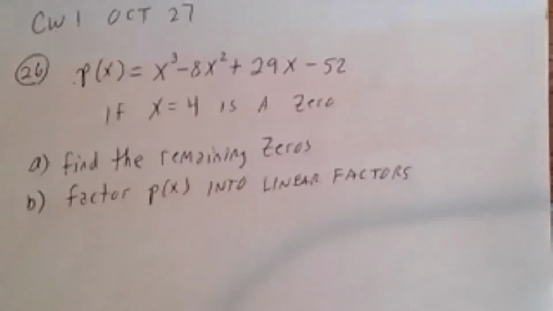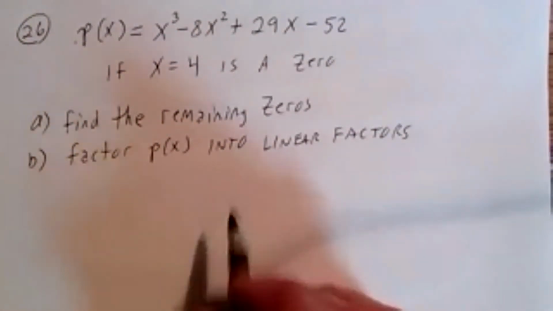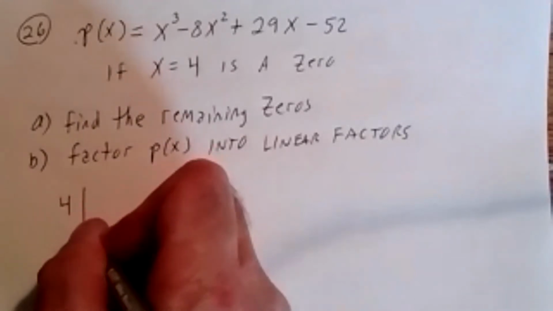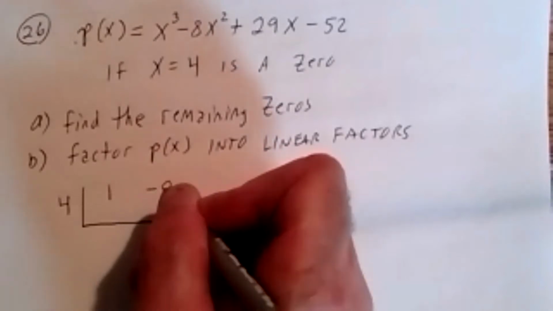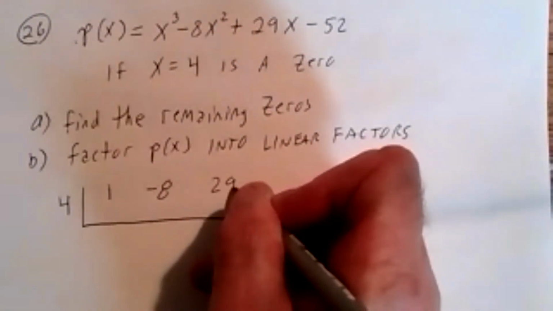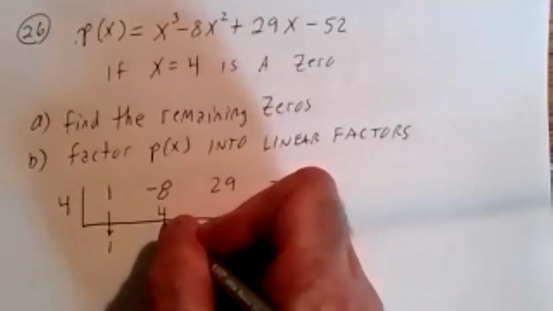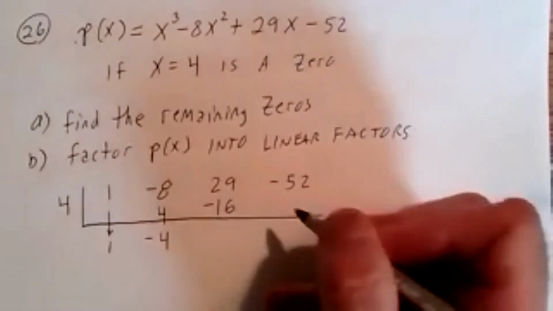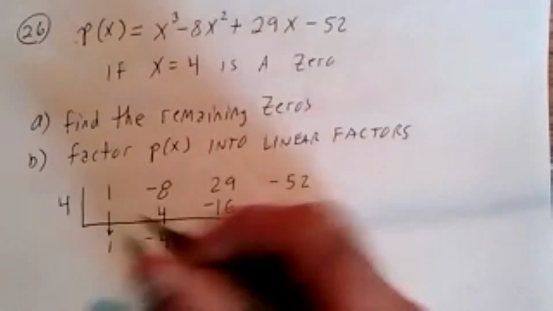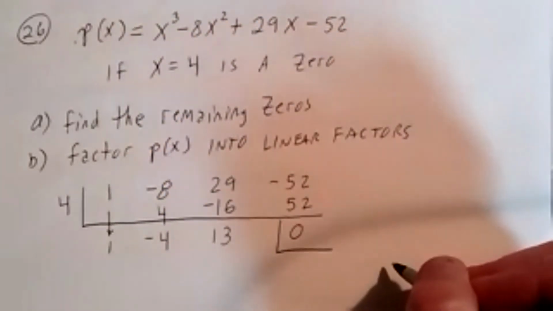Anybody need more time on this problem? Well, ladies and gentlemen, if 4 is a 0, then if I divide 4 synthetically into the coefficients of this third degree polynomial, I better get what for a remainder? 0. Better get 0. 4 times 1 is 4, add, you get -4. 4 times -4 is -16, add, you get 13. 4 times 13 is 52, add, 0 remainder. That's exactly what we anticipated.